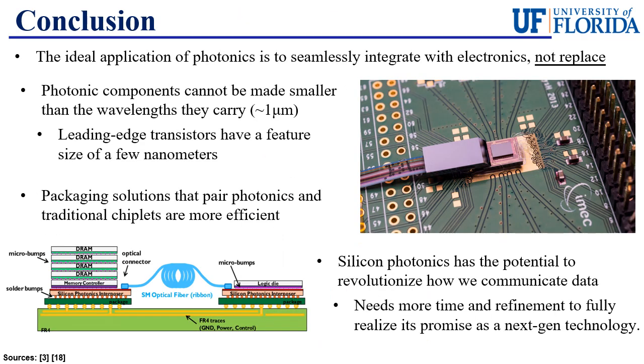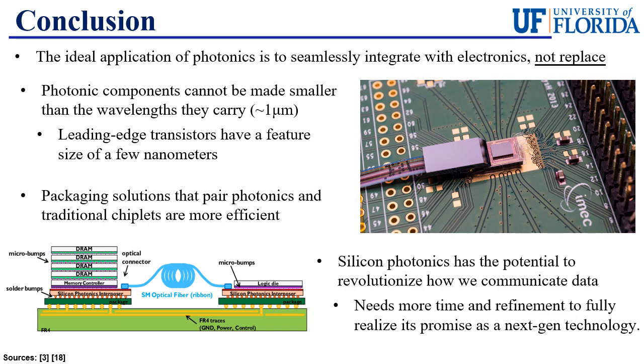To wrap it all up, photonics are not going to overtake electronics as the primary computing method. Instead, the goal of silicon photonics is to seamlessly integrate with existing electronics in order to enhance their functionality. Now, the main reason for this is the fact that photonic components must be large enough to contain the wavelengths that they carry, which is typically 1 to 2 microns. In contrast, the electronics industry has been able to achieve transistors the size of just a few nanometers, which allows for an unmatchable computing density.